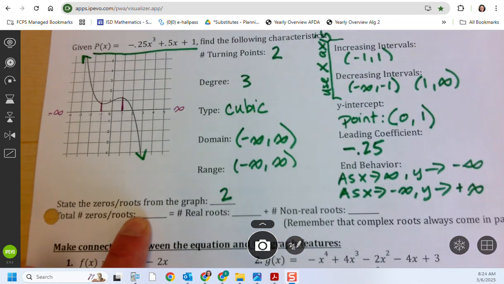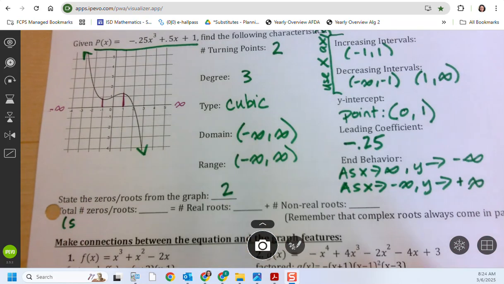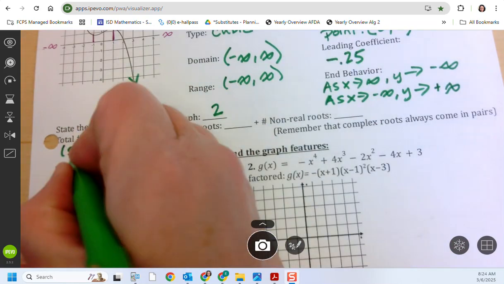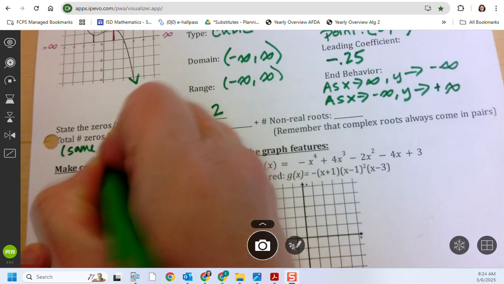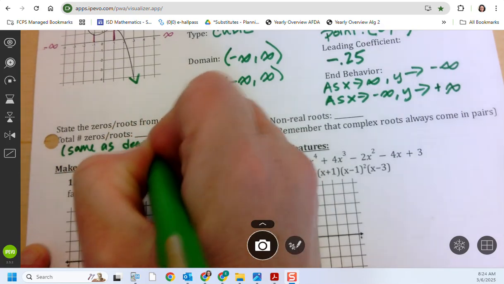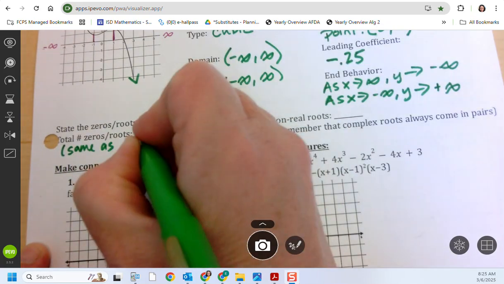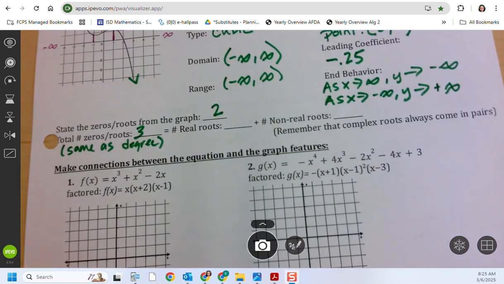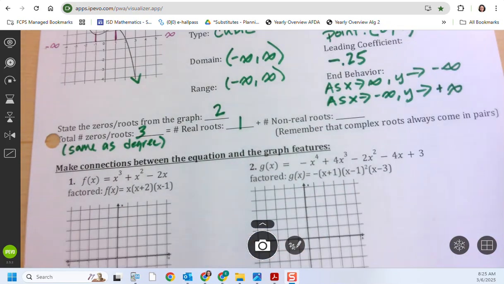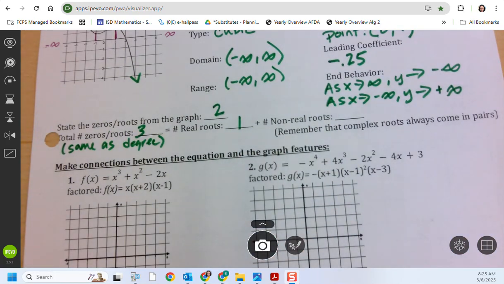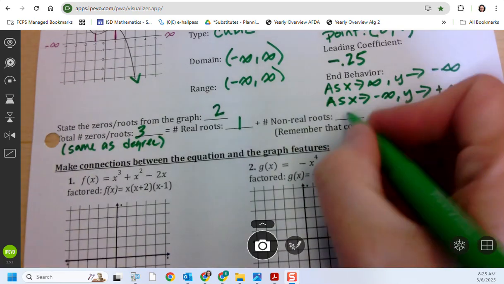How many roots are there? So I'll vote for 3. Remember, it's the same as the degree. Same as the degree. So degree is 3, which means 3 roots. Okay, so we had only 1 real root, which means we have how many non-real roots? 2 fake roots.